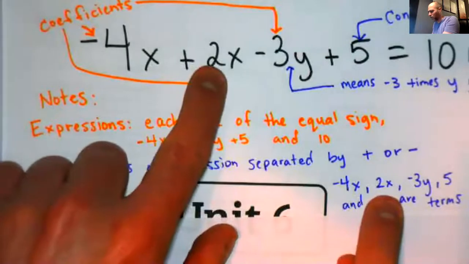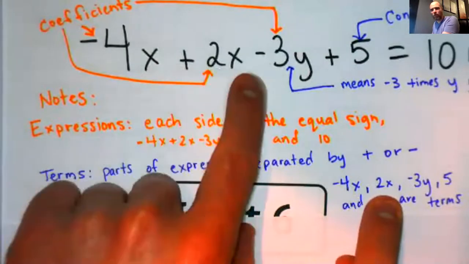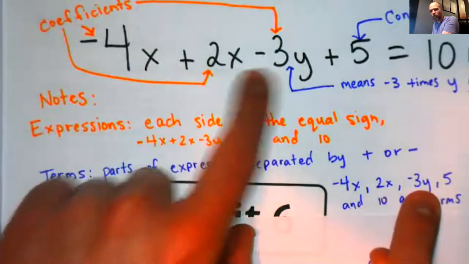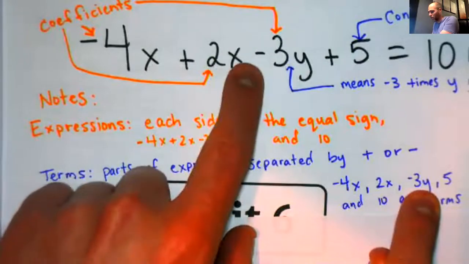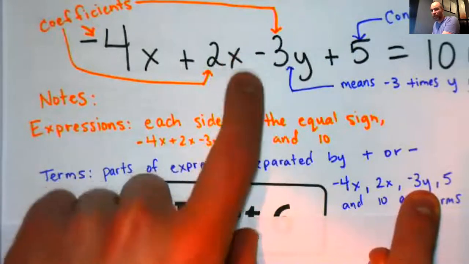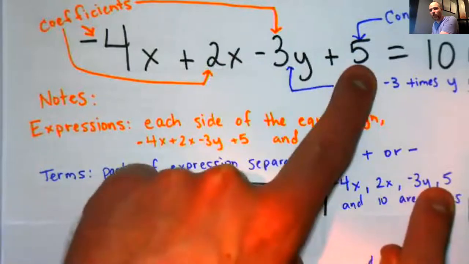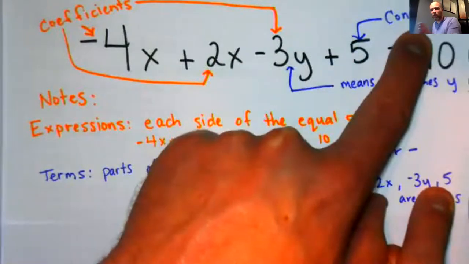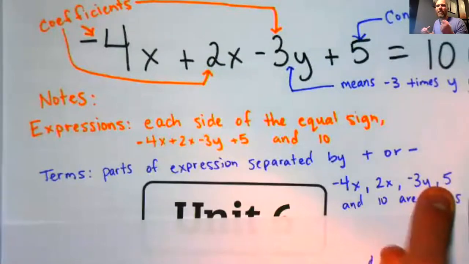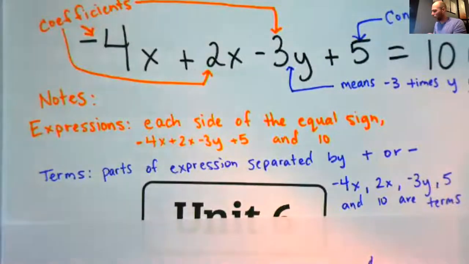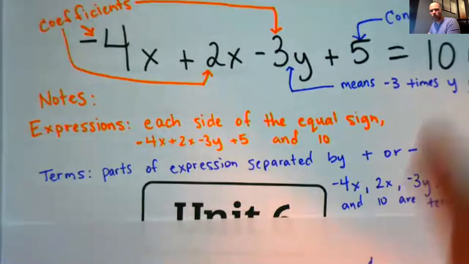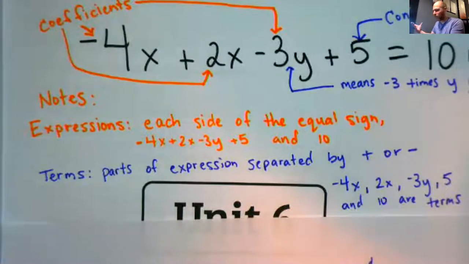2x is a term because it's separated by pluses and minuses on both sides. Negative 3y, because it's separated by a plus on both sides, right? Like we're supposed to imagine there's an invisible plus there. 5 is its own term. And in this case, it's the constant term. It gets its own special name because it doesn't have a variable in it. It's just a number. And then 10 is also a term kind of by itself in its own expression.